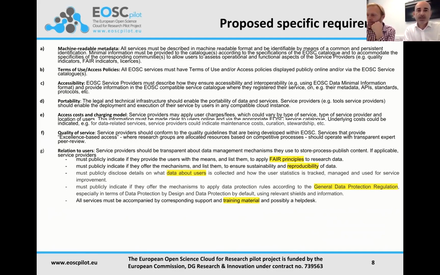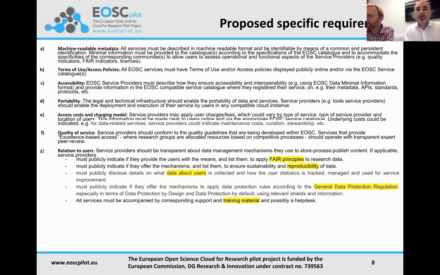The sixth specification concerns quality of service. Service providers should conform to the quality guidelines that are being developed within EOSC. Services that provide excellence-based access, for example, EGI, where research groups are allocated resources based on competitive processes, should operate with transparent expert peer review. And the last specification is the relation to users. Service providers should be transparent about data management mechanisms they use to store or process or publish content.